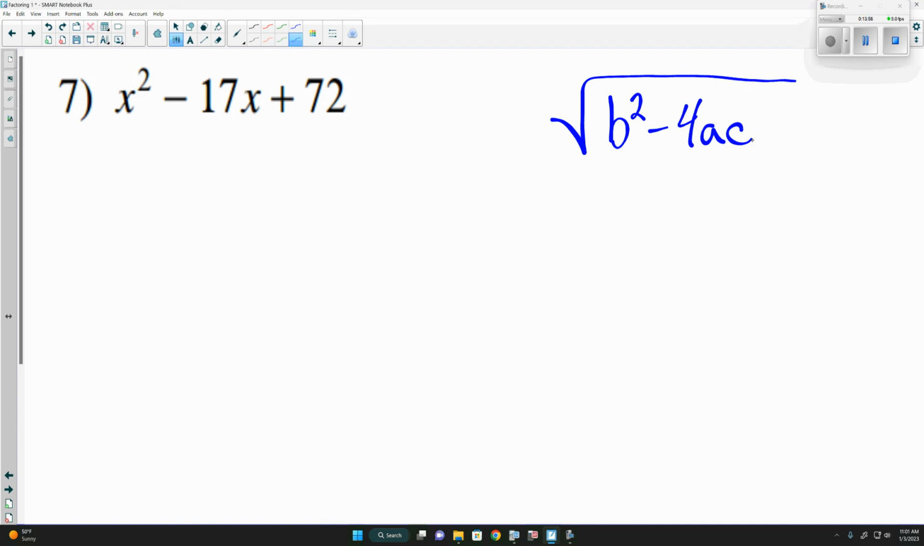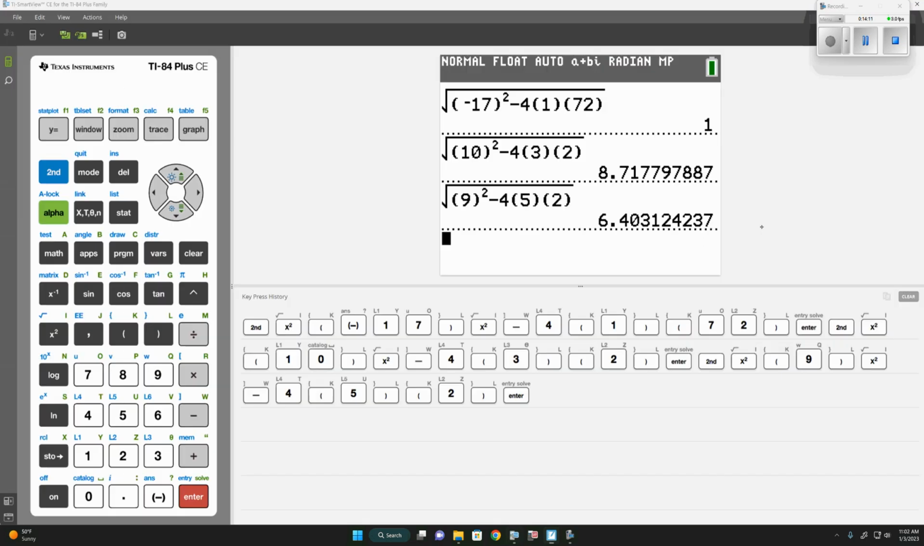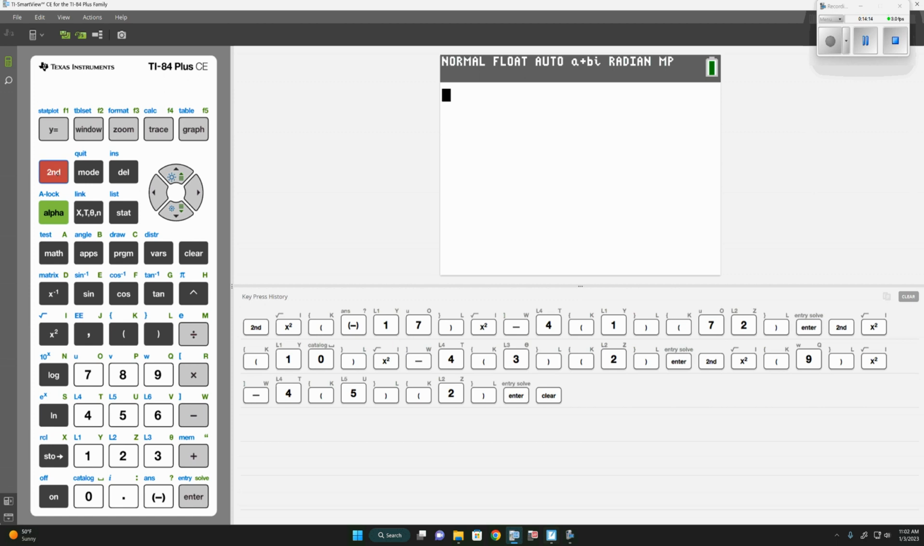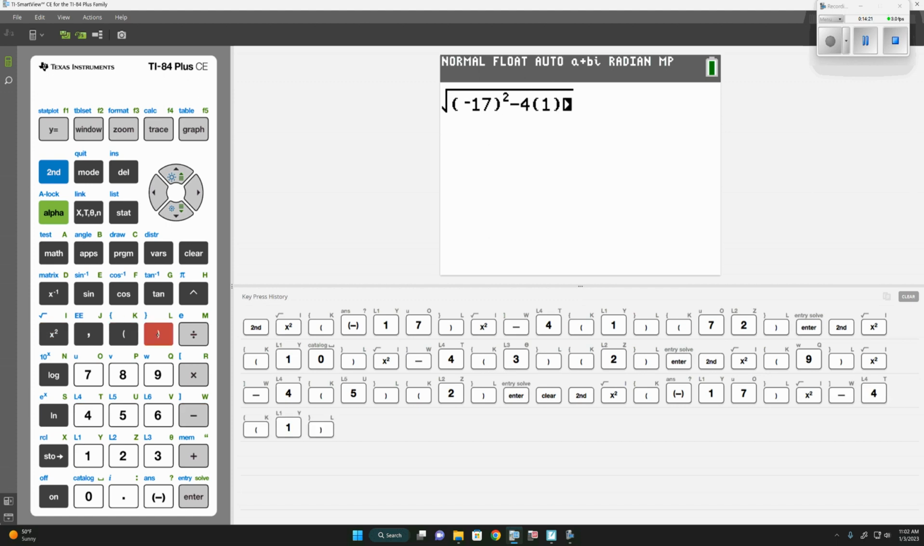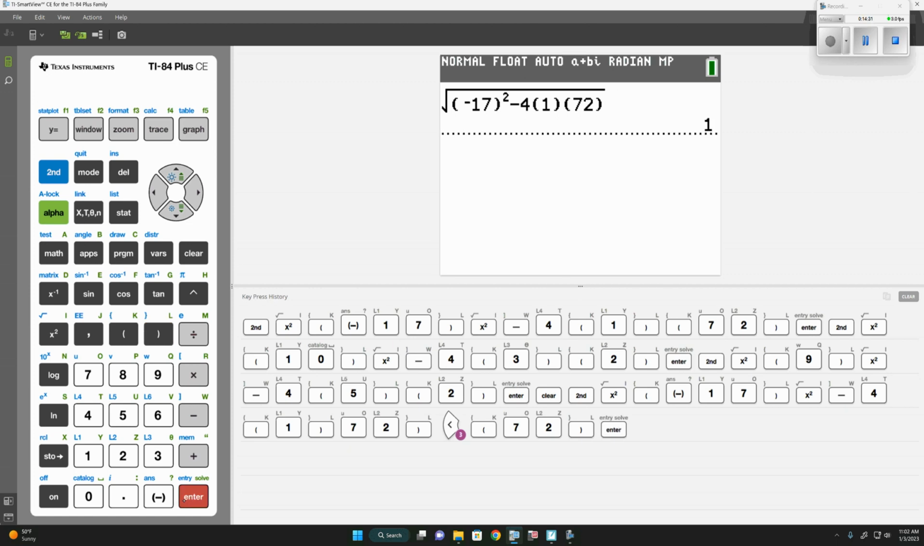So for this one, b in our case is negative 17, a is 1 and c is 72. If we're having some difficulty trying to factor it, we can check this. So we can pull the calculator up and say second square root, negative 17 squared minus 4 times 1 times 72. When you type it in, it would be good to put parentheses, especially around b squared, and we can hit enter.